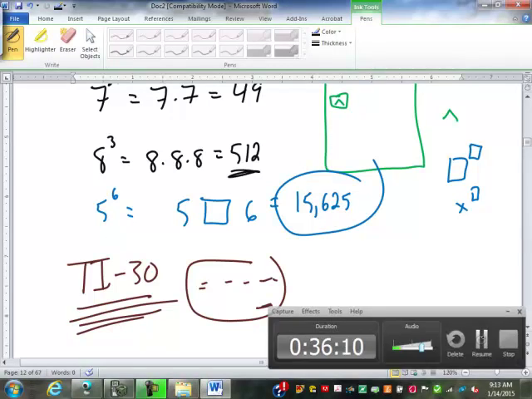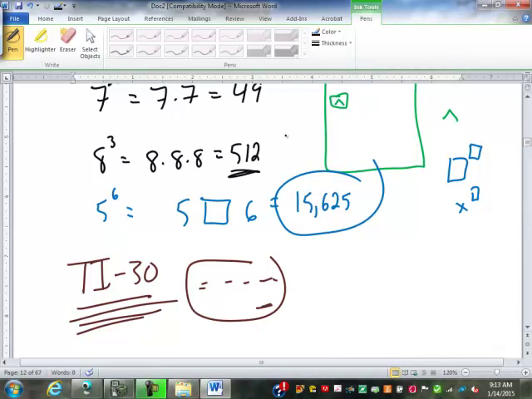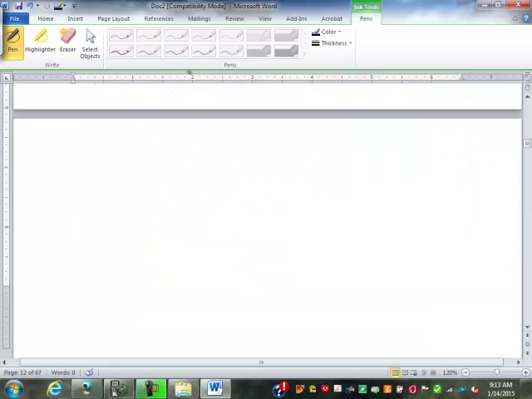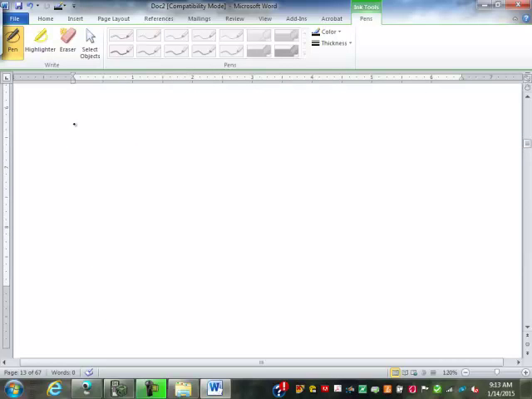Okay, so that's the powers, the exponents. The opposite side of that, then, of course, would be roots. We're just going to look at something like this. That symbol is called the radical symbol. We're used to calling it the square root. And it's used for square roots.